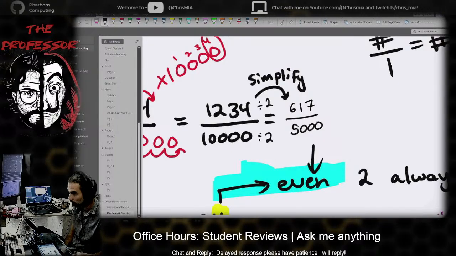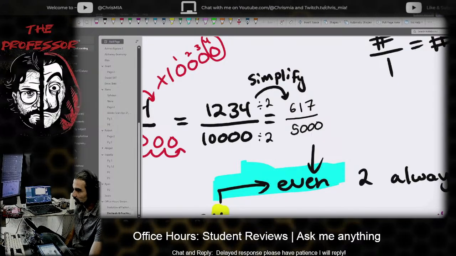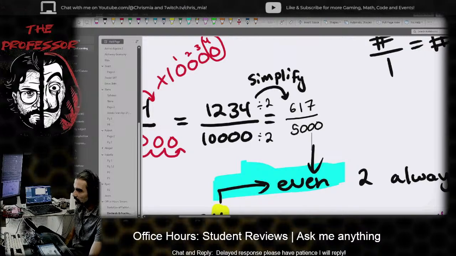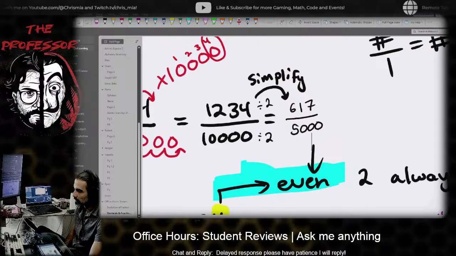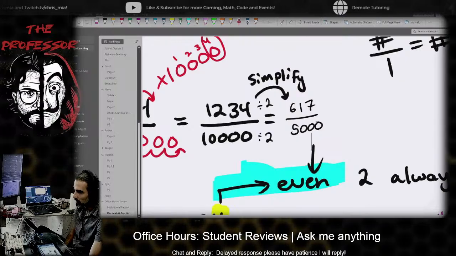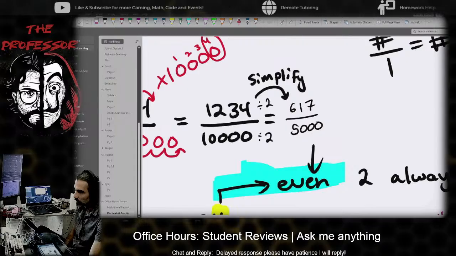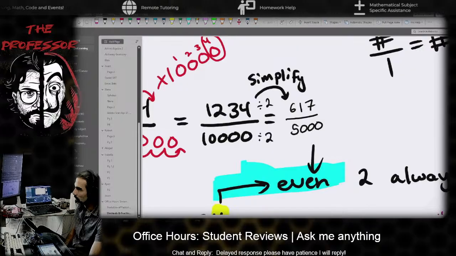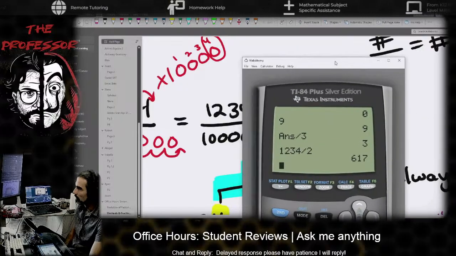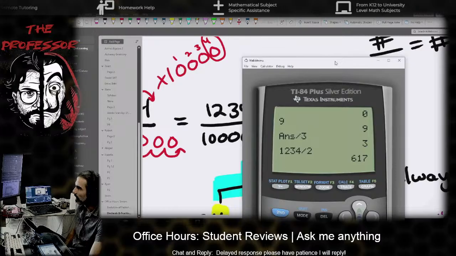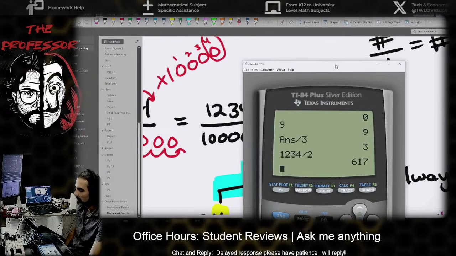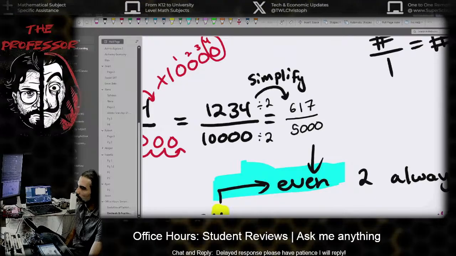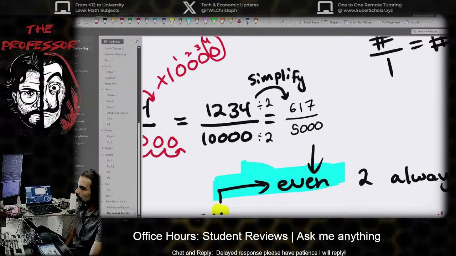You can always check on a calculator if my mental math is doing good. Yep. That is confirmed. 1,234 divided by 2 is 617. That's good, that's good.